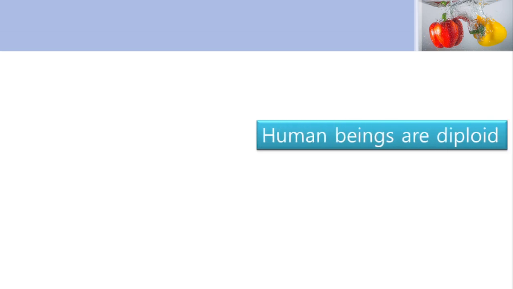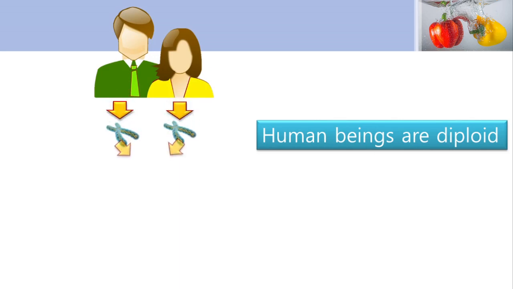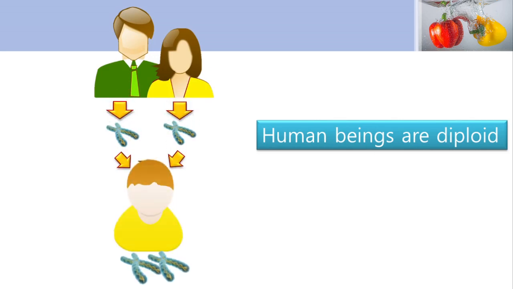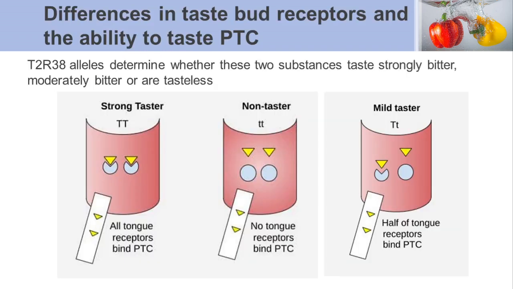Human beings are diploid and for every gene we have two alleles, one we get from the father and the other from the mother. So the child has two alleles for every gene. These alleles for a particular gene can be of the same type or different. One can be dominant and the other recessive, or both the alleles can be dominant or both can be recessive. The allele for PTC taste perception is denoted by the letter T. Capital T is dominant and denotes the ability for PTC taste perception, and small t is recessive and denotes the insensitivity to PTC.